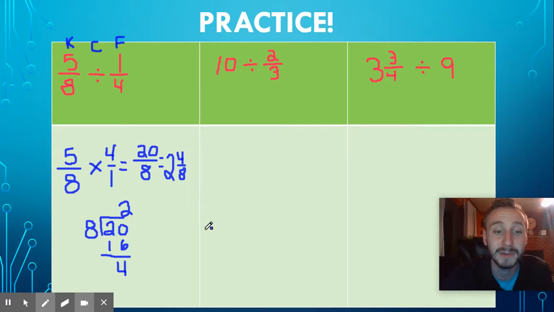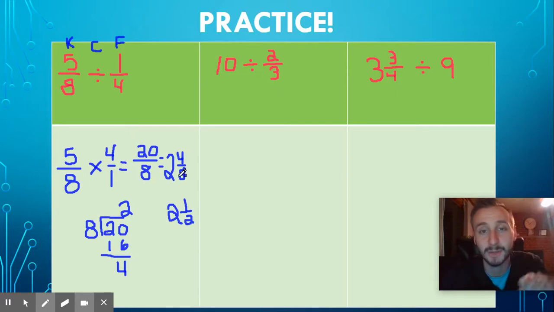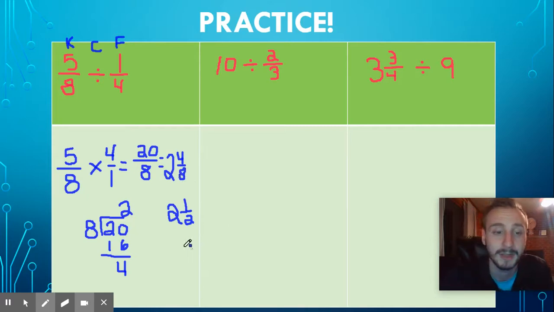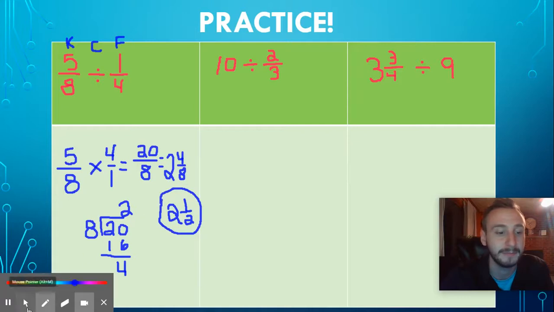And again, hopefully you see that 4/8 can be simplified to become 2 and 1/2. Because 4 goes into 4 once, 4 goes into 8 twice. We're just making this fraction smaller. They're equivalent, which means that they're the same thing, but we just want to make it the simplest form. So this one, the answer is 2 and 1/2. Let's try the next one.